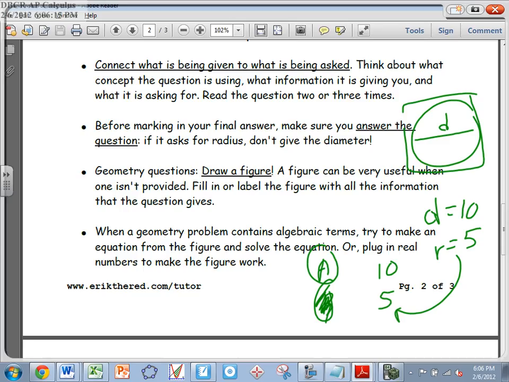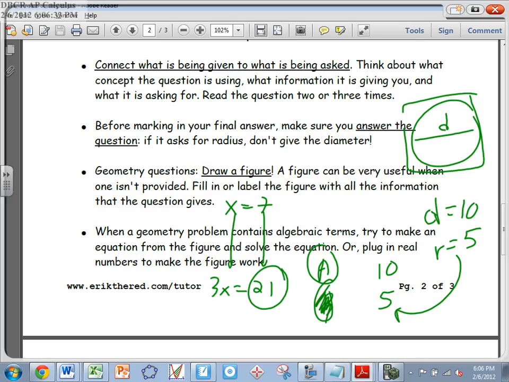Same goes for x's. If you solve a whole problem and you get the answer as x equals 7, but the problem says, what is the value of 3x? Well, 3x is just 21. Please, just triple. And your answer would be 21. Answer the question being asked.